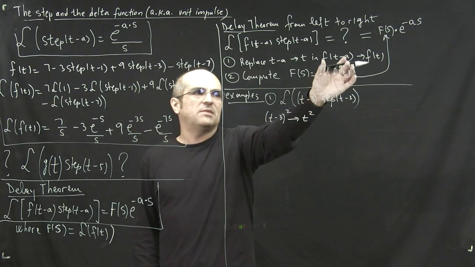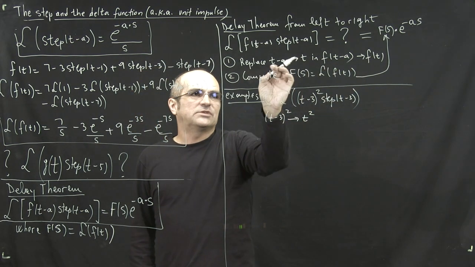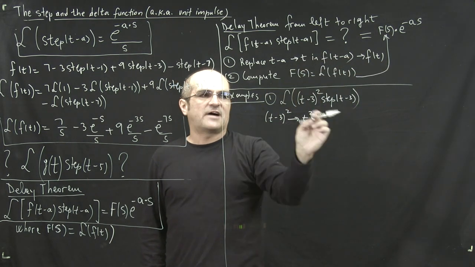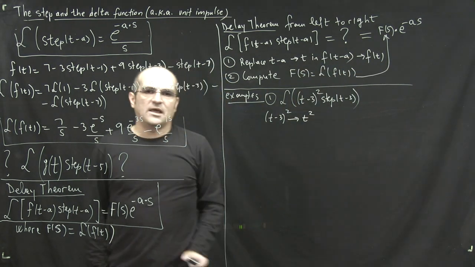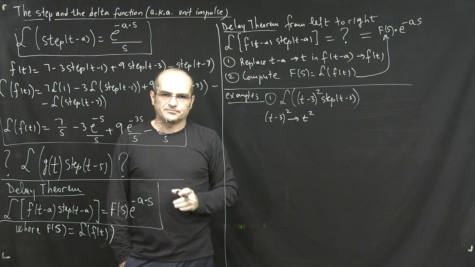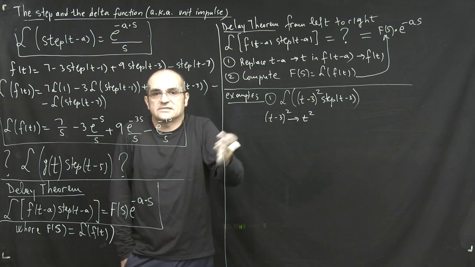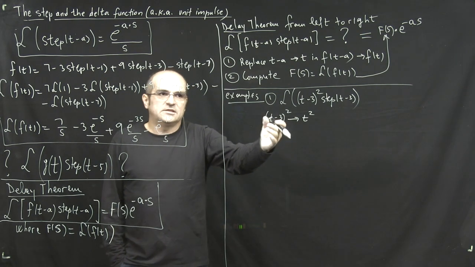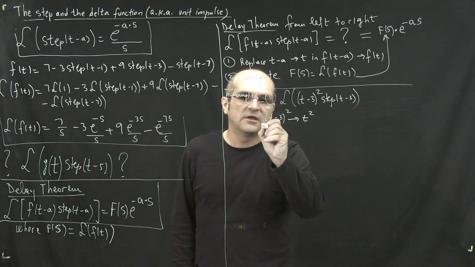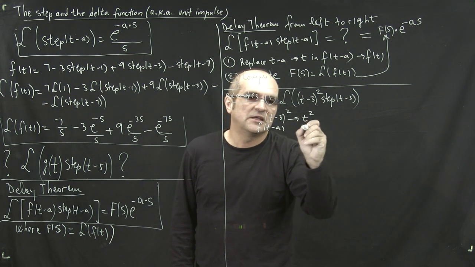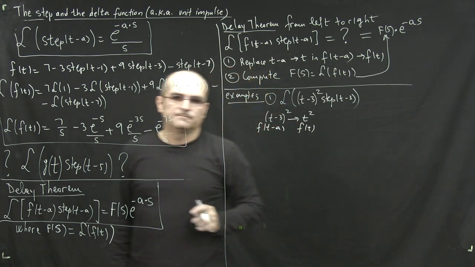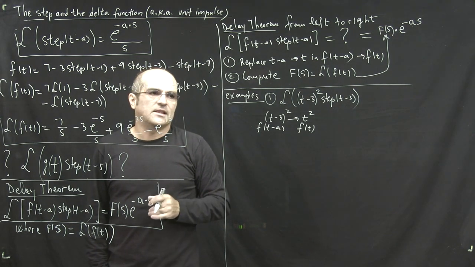This is what we mean by substituting t minus a with t into the function that is multiplied by the step function. So in your case, that results in t squared. This is your f of t in the formula. That's your f of t minus a. This is your f of t. Make sure you understand that.